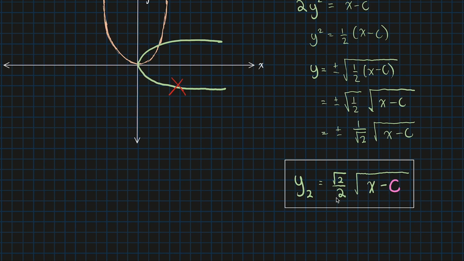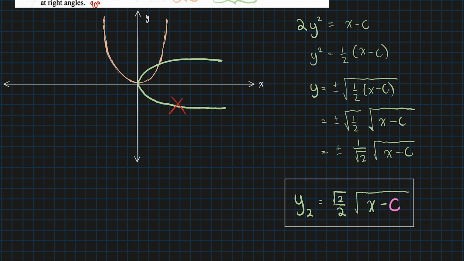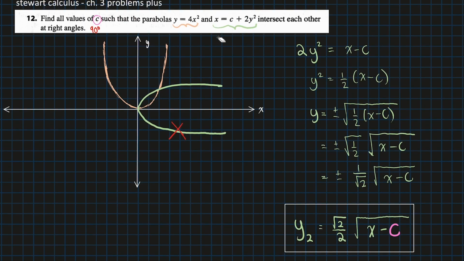So we don't need the plus or minus because without it, it's implied that you're taking the positive square root of x minus c. So that's helpful to us because that makes taking the derivative a lot easier. We don't have to figure out how to take the derivative using this equation. We can just take the derivative using our new equation for y2 here. So before we get into derivatives, let's think about what these two functions intersecting at a right angle looks like, now that this is a function.